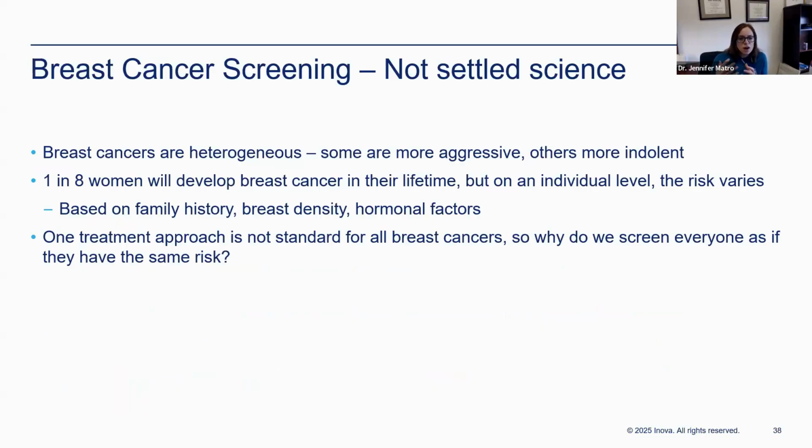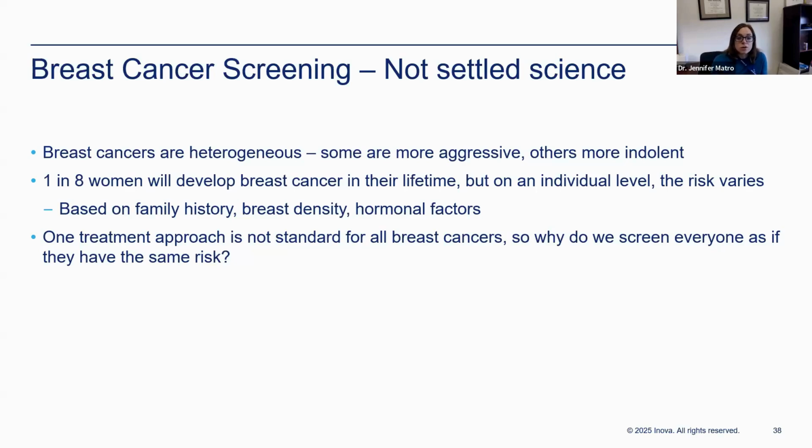But breast cancers are heterogeneous. Some are more aggressive, some others are more indolent or slow growing. But we know 1 in 8 women will develop breast cancer in their lifetime. But on an individual level, the risk varies. So that's based on family history, breast density, hormonal factors. There are a lot of things that play into the risk. And we know that one treatment approach is not standard for all breast cancer.